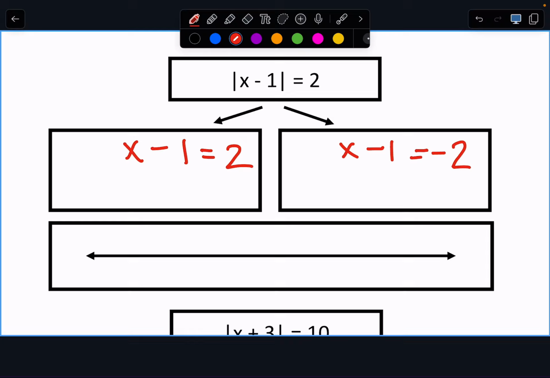Notice how we are breaking this into two different equations. X minus 1 equals 2. X minus 1 equals negative 2. Now we're going to solve them separately. The first one is going to give us x is 3. But what does the second one give us?